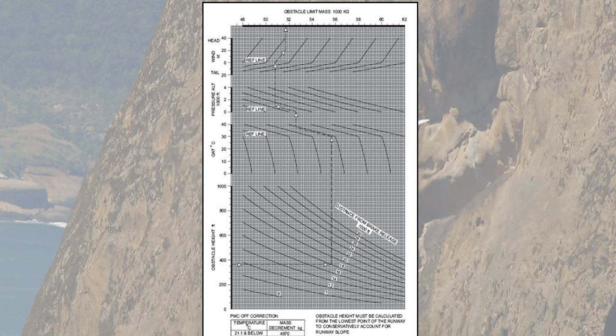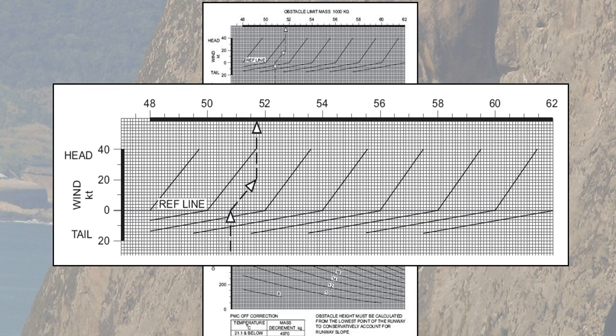The obstacle limit mass graph shown on screen is found in CAP 698 on page 36 of section 4. We have already worked through this graph in the previous lesson. Notice that winds are included into the graph. This is important because obstacle clearance calculations must use ground gradients, and these are dependent on wind.